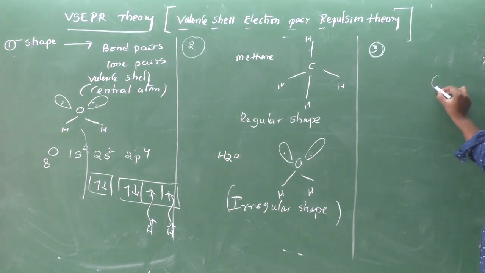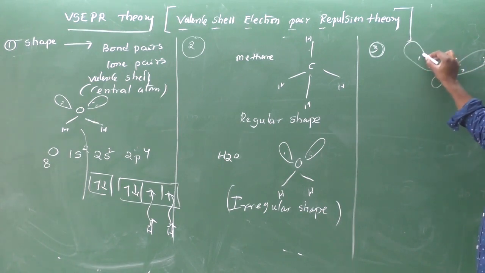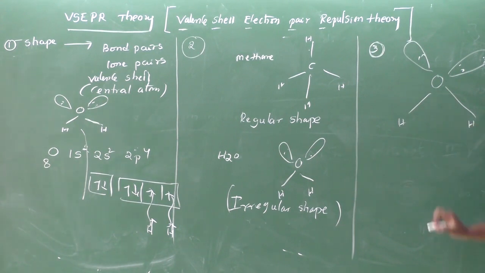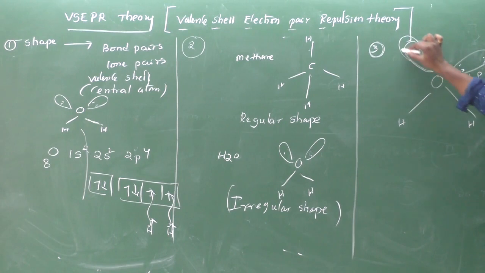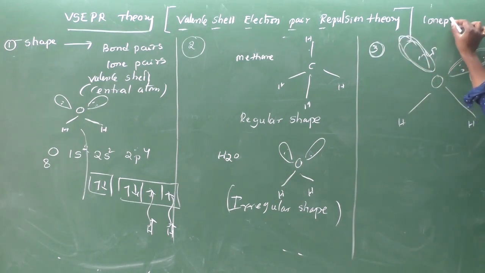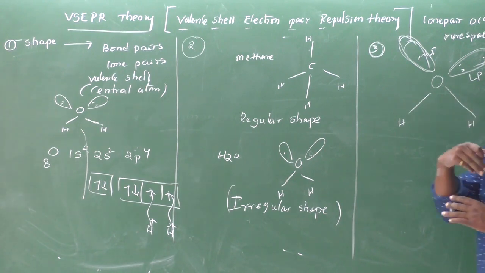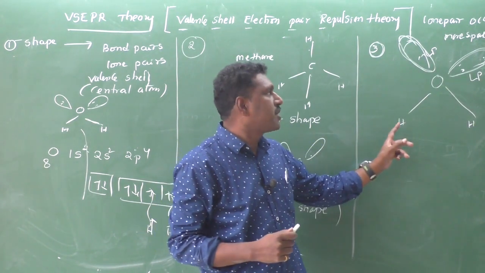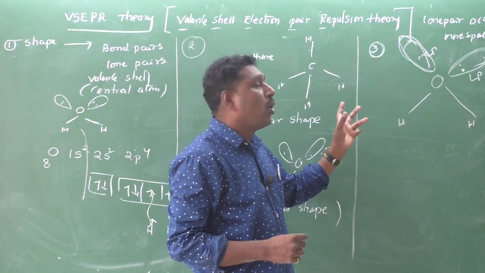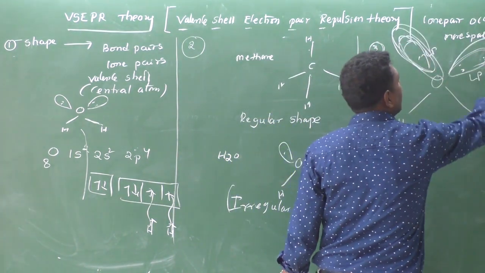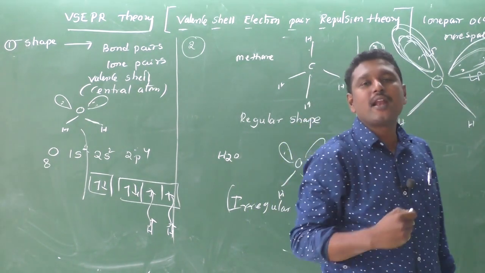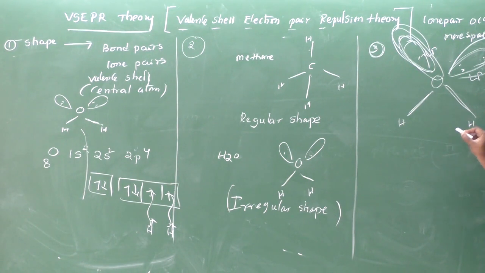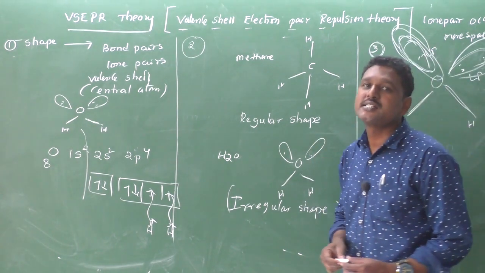The third point is an important point. Lone pairs occupy more space than the bond pairs around the central atom. Here, these are lone pairs, therefore they occupy more space. But bond pairs occupy less space around the central atom. This is also one of the important points. Here this much space is occupied by the lone pairs, but bond pairs occupy very little around the central atom. Bond pairs occupy less space than the lone pairs.